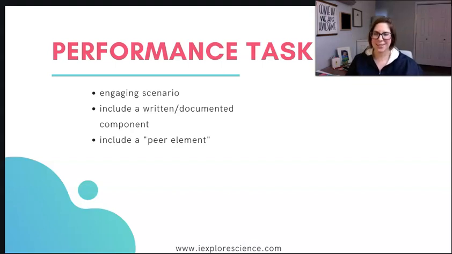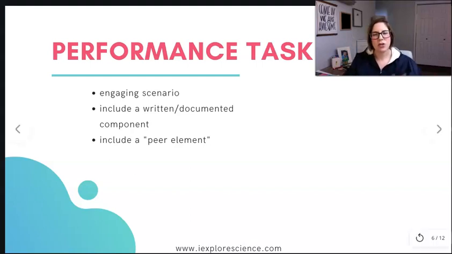Obviously, it just isn't tied to your unit, but weird, engaging phenomena like that, tie those to your unit. Include that written documented component. That's not really for the engaging part. That's just more for your own assessment part. But that allows you to include a peer element without losing the assessment factor.